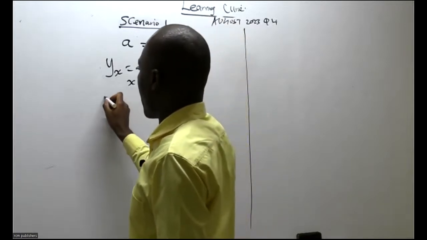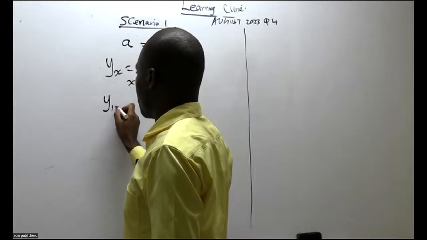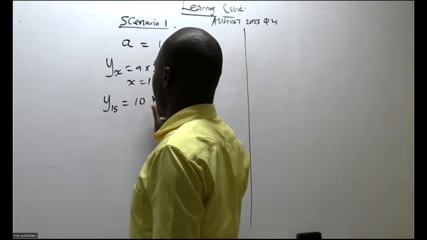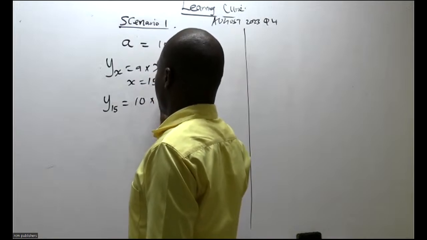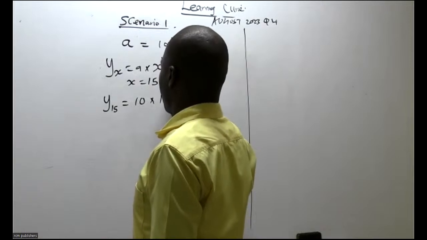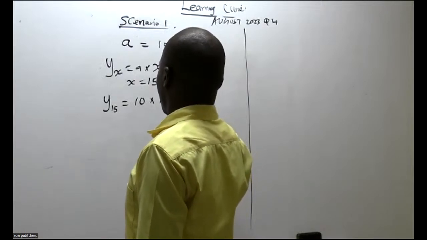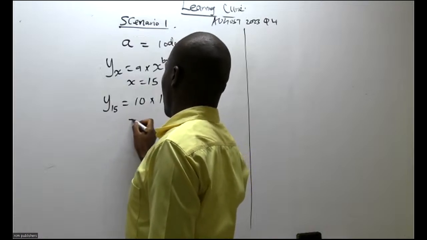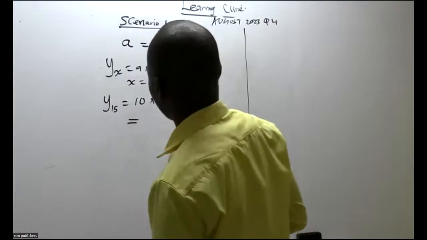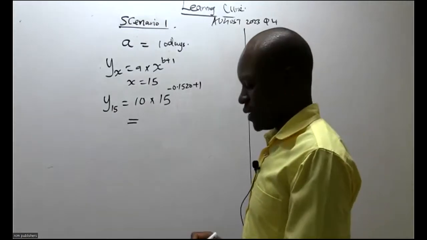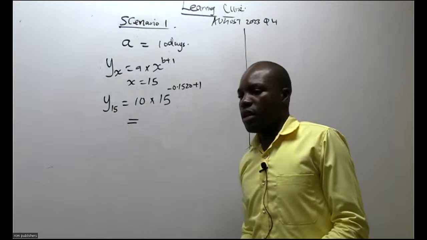So let's take Y, which is 15, equal to A, number of days to produce the first bus, times 15 raised power B plus 1. And our B is negative 0.152, plus 1. Once we do that, how many days do we have? Maybe to 1 decimal place would be okay. Number of days. How many days do we have?